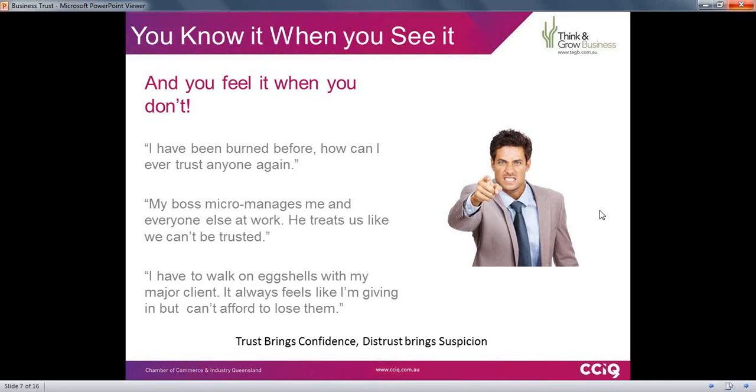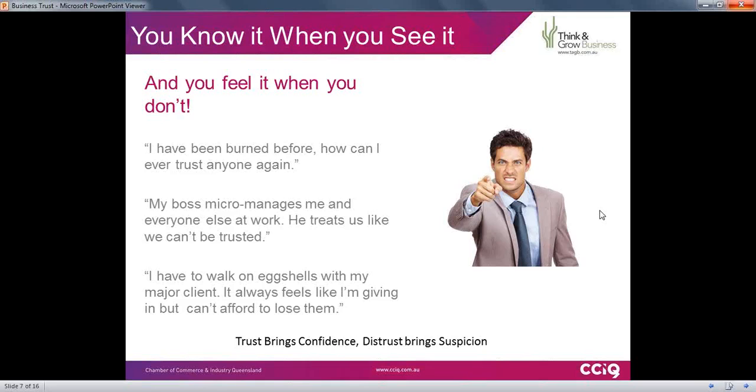When you're working with trust, it brings confidence. When you work with distrust, it brings suspicion. And you know the feeling you get when you don't trust someone. It's a gut instinct. It's something that just sits there. You can't necessarily pinpoint the reasons why. You're just thinking, oh, this isn't right. But the more comfortable you are, the more confident you are that you're working in trust, that trust builds.